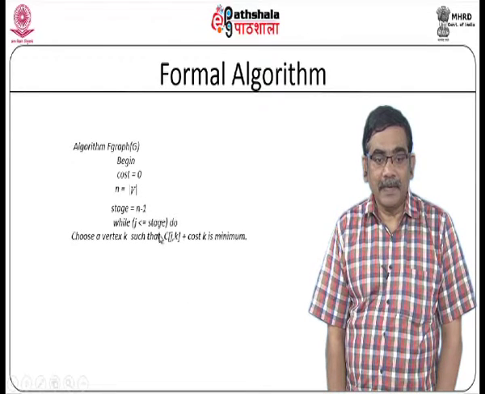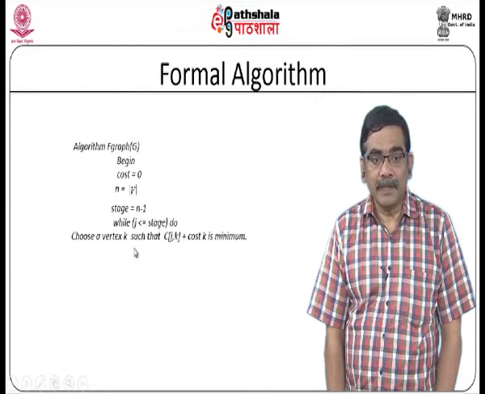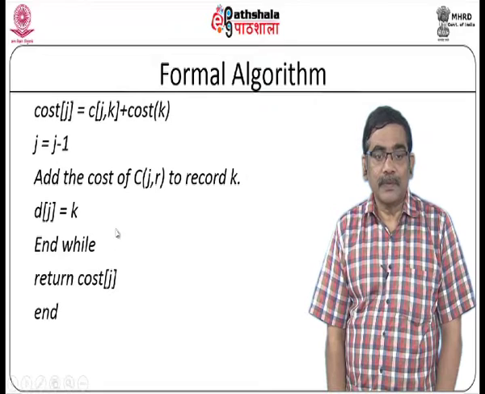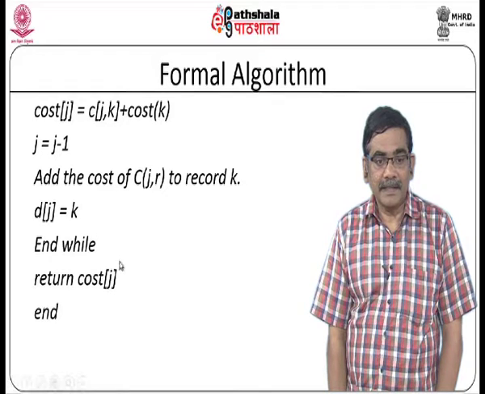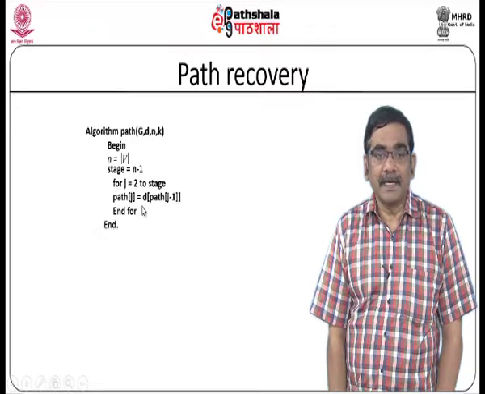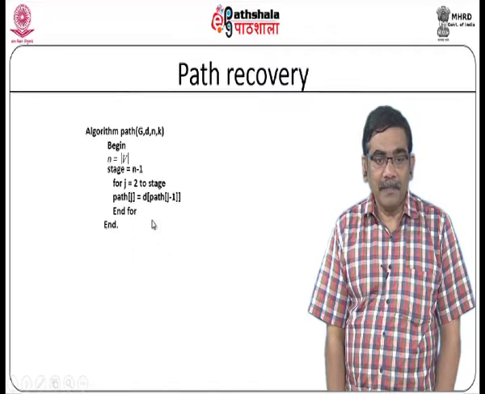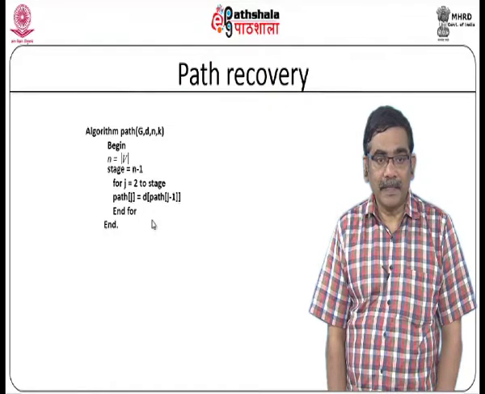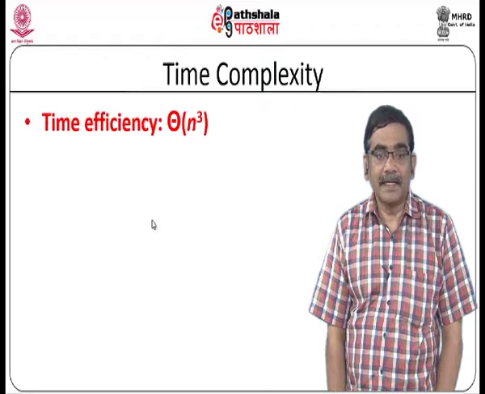So, this is the formal algorithm. You can see that the key point is you have to choose vertex k such that C of j comma k plus cost of k is going to be the minimum. So, you can keep on adding that as a set of decisions. This is the formal algorithm, and this is going to be the path recovery. Path recovery is very simple. We have to record the k which gave the minimum. By keeping track of k, we can find the shortest path from your source to destination.